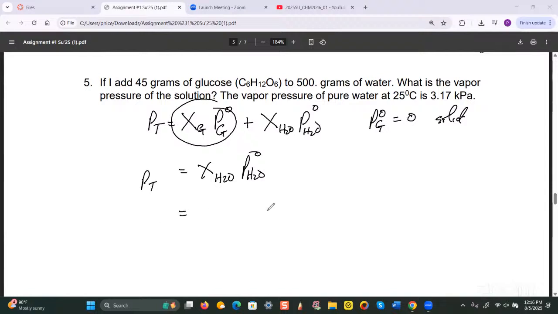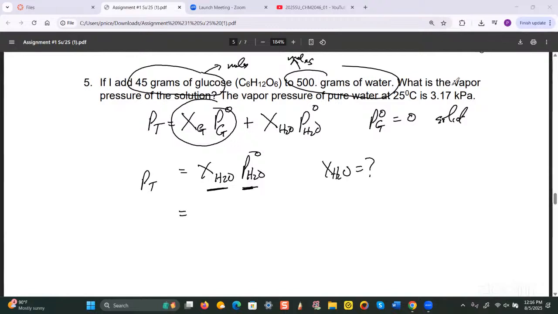And then we go ahead and solve the problem, which requires for us to find the mole fraction of water. And we can find that because we're given the mass of glucose and the mass of water. We'd have to convert each of these to moles, and then find a mole fraction based on those mole values. And that would go here, multiplied by the vapor pressure of pure water, which is given here. And that's how we get the total vapor pressure.